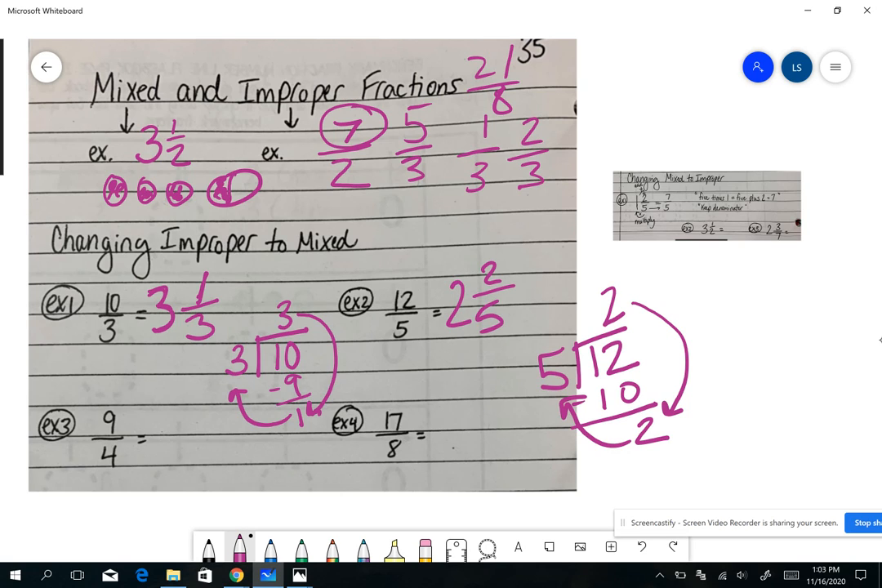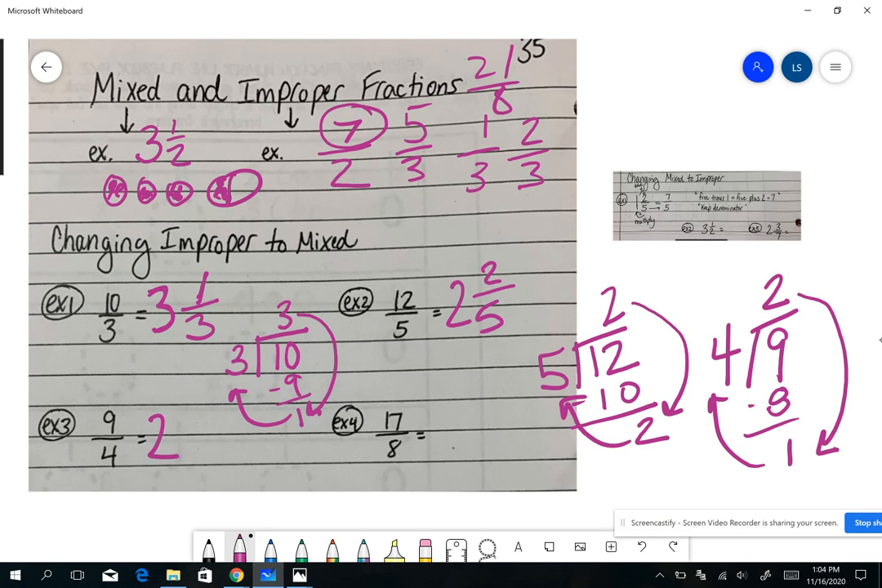This example is 9 divided by 4. So 9 divided by 4. 4 can go into 9 twice. 2 times 4 is 8. Subtract, we get 1. So you read it like a clock. 2 1/4.